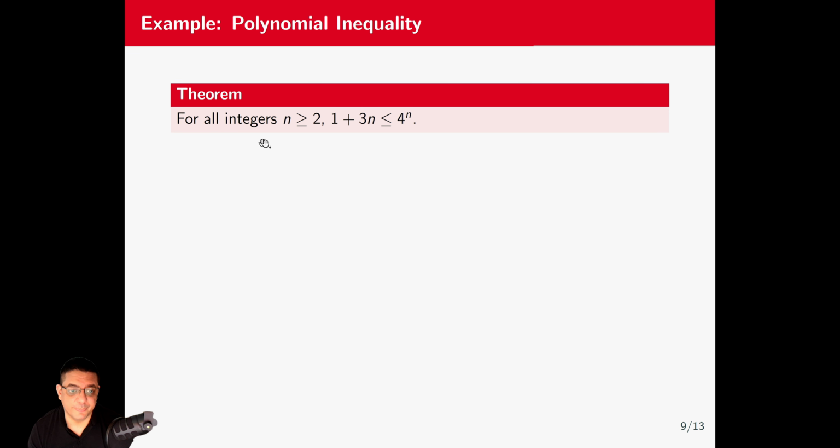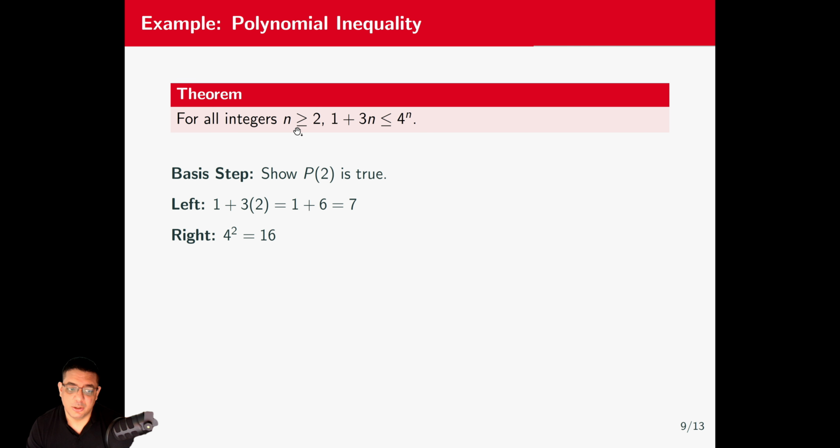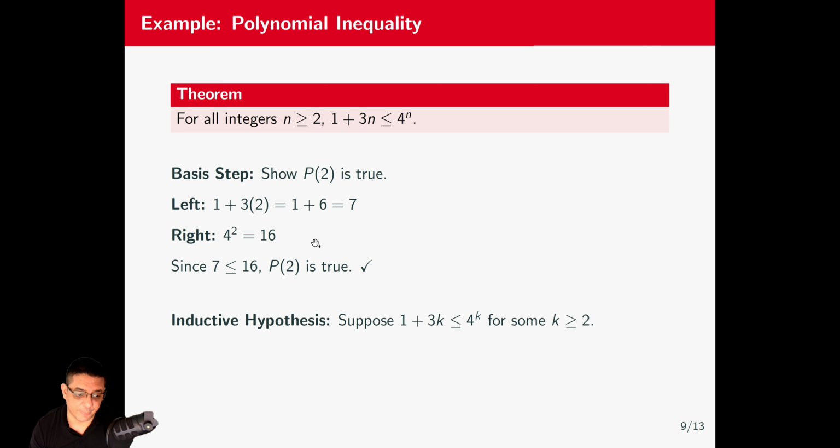Something similar. 1 plus 3n is less than 4 to the n if n is bigger than 2. Once again, basic step. We prove that for 2 is true. For 2, the property is going to be true. So 1 plus 3 times 2 is just going to be 7. And that's going to be less than 4 squared, which is 16. So we have that the basic step is true.